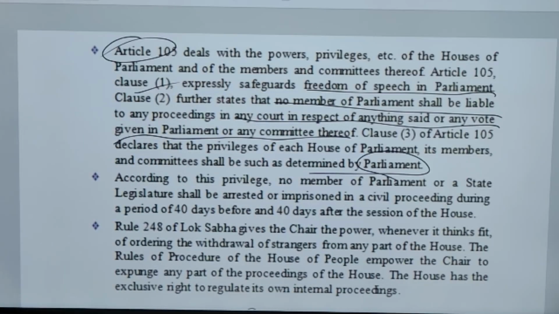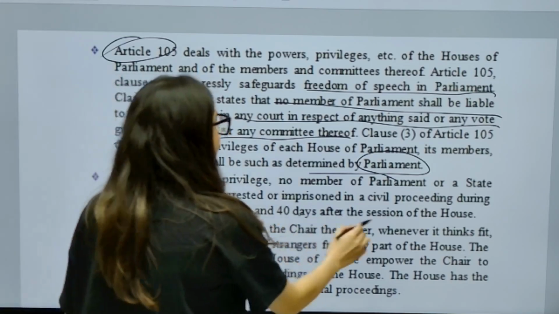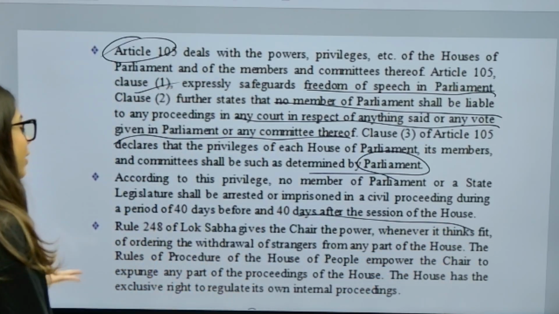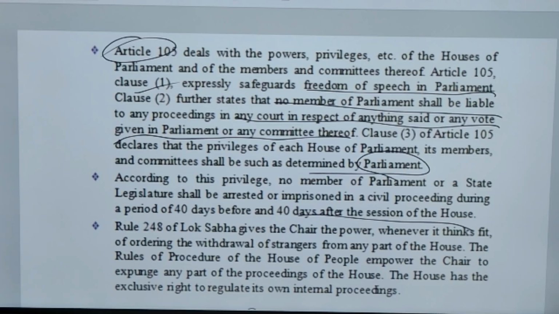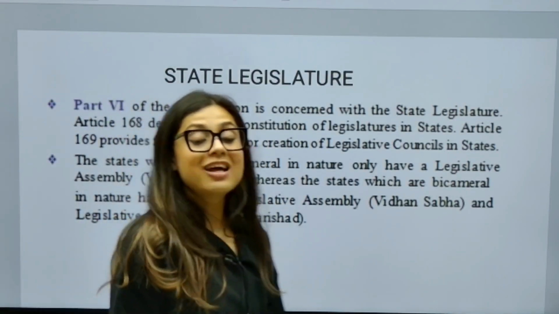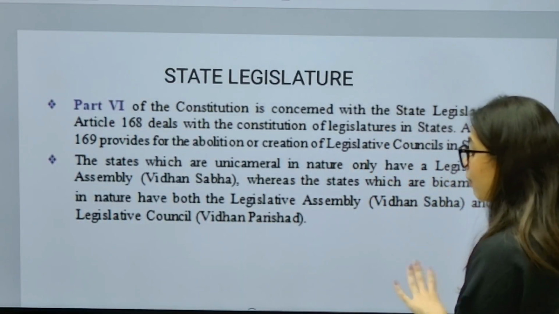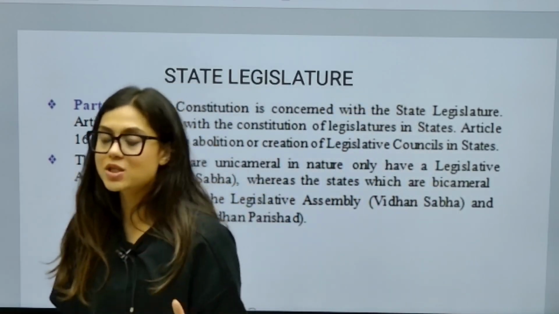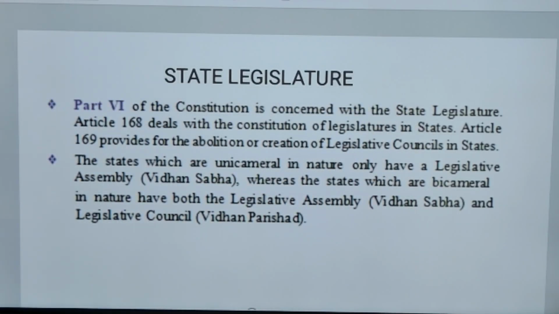According to this privilege, no member of parliament or state legislature shall be arrested or imprisoned during the session of the house and 40 days before and after it. So no one will be imprisoned. Fine. Now let's talk about the state legislature. That was all about parliament, all the possible MCQs regarding parliament.